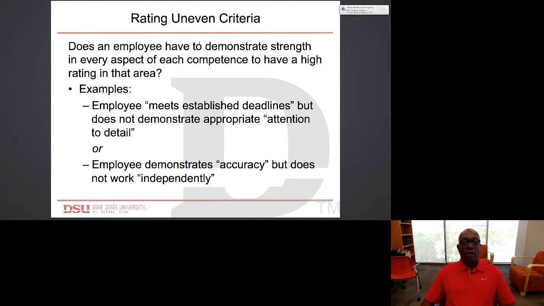Rating uneven criteria. Does an employee have to demonstrate strength in every aspect of each competency to have a high rating in that area? Examples: employee meets established deadlines, but does not demonstrate appropriate attention to detail. Or employee demonstrates accuracy, but does not work independently.